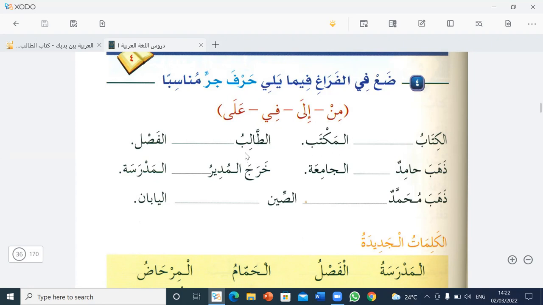Okay, number two, at-talibu. The student in the class. In, so we want in here. At-talibu fi al... Fil, join together. Fil, fasli. Fasli.